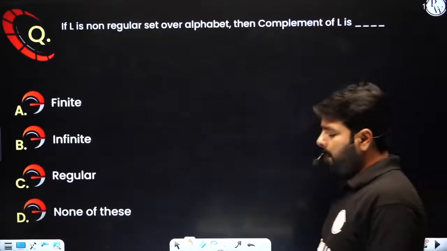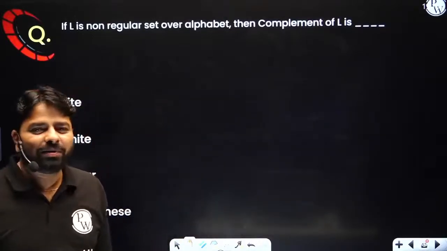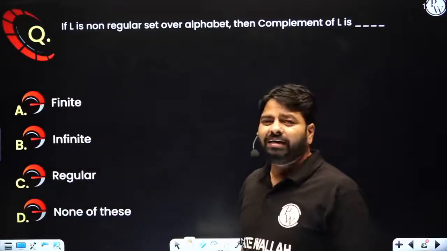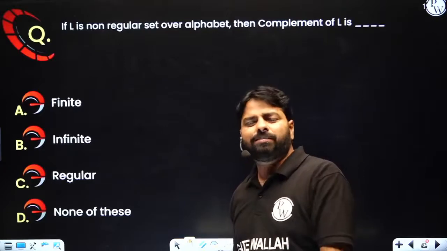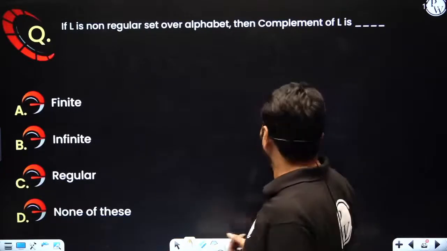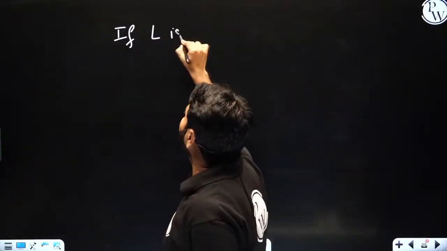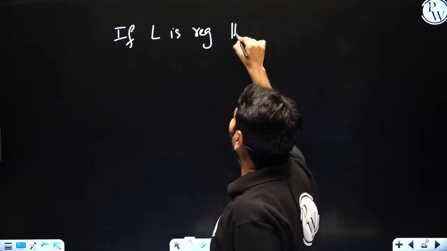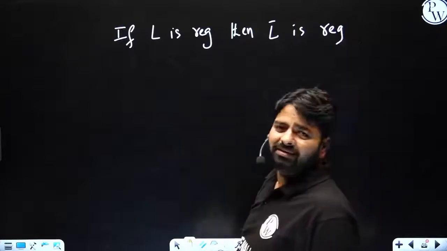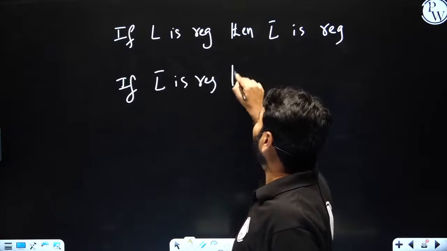Very nice. If L is non-regular, then what happens to the complement of this non-regular? Sometimes we write if-then, but for some of the statements the converse also holds. You should know that. Let me write some points here. If L is regular, what did we say? L complement is regular. But I didn't say one more point. If L complement is regular, actually L is also regular.